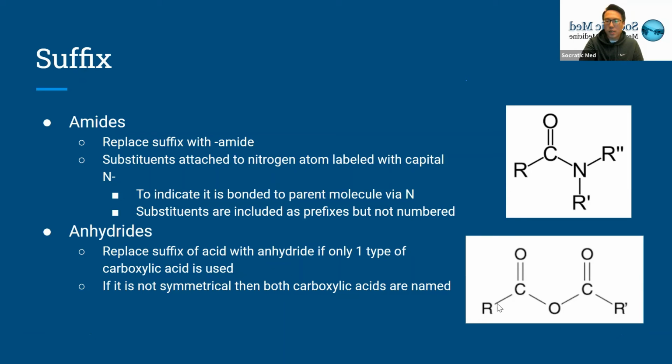But as you can see here, these two carboxylic acids, before they form, they have R groups attached to them. So if the R groups are not the same, if the anhydride is not symmetrical, then you have to name both carboxylic acids in the name. So that's for anhydrides.